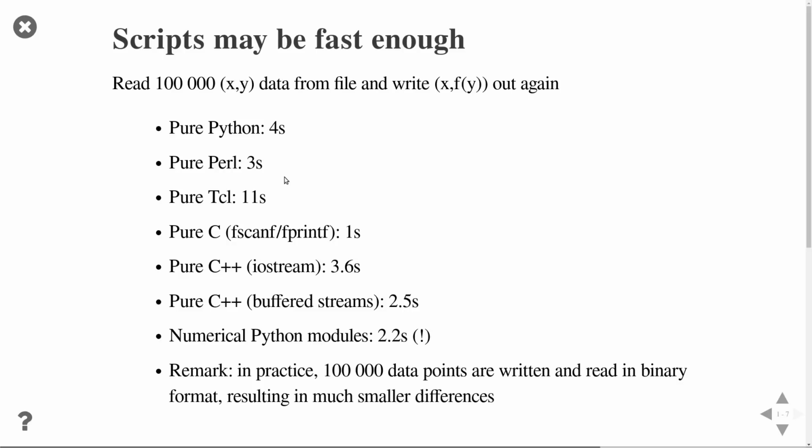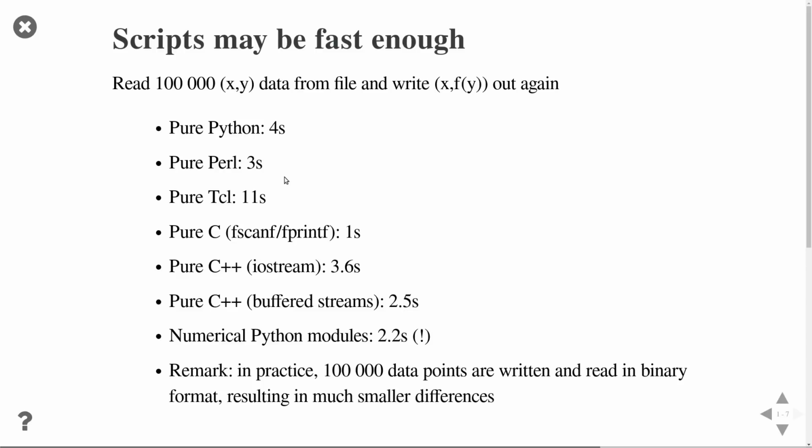Then I implemented that function in various different programming languages and timed it, so you can see how long it takes. In pure Python, 100,000 lines takes 4 seconds. If you do the same thing in Perl, it takes 3 seconds. Tcl takes 11 seconds. Now it becomes interesting. If you do pure C, you get immediately down to 1 second, so it's already 4 times faster than Python. If you do pure C++, you actually need 3.6 seconds, so C++ and Python are almost competitive.